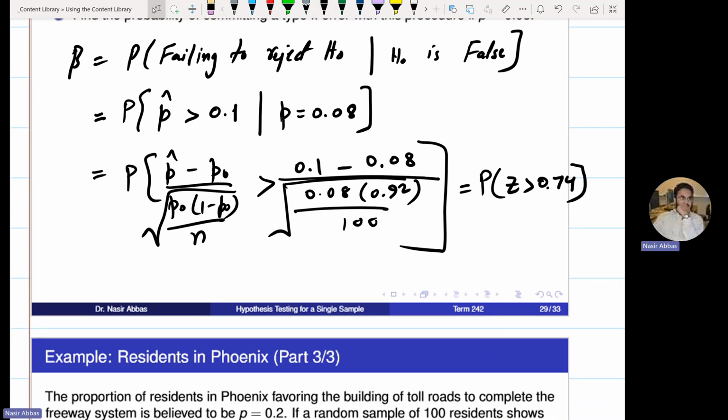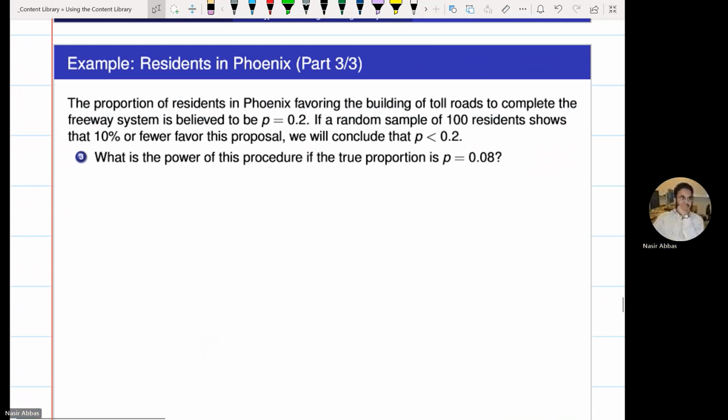And you will go to the Z table. I prepared the slides last night. I remember it was 0.74. You go to the Z table and get the lower tail area and then 1 minus.